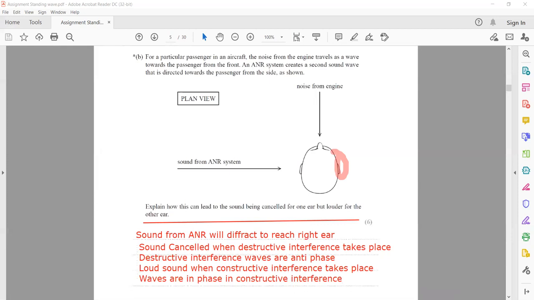So this is basically what happened. The sound which is from ANR has to diffract and reach the right ear, and sound which undergoes destructive interference will cancel out, so no sound, and louder sound because of constructive interference. Destructive interference is there because waves are anti-phase, and constructive interference when they are in phase. And another thing, when this distance between the ears is half of the wavelength, then it will lead to destructive.